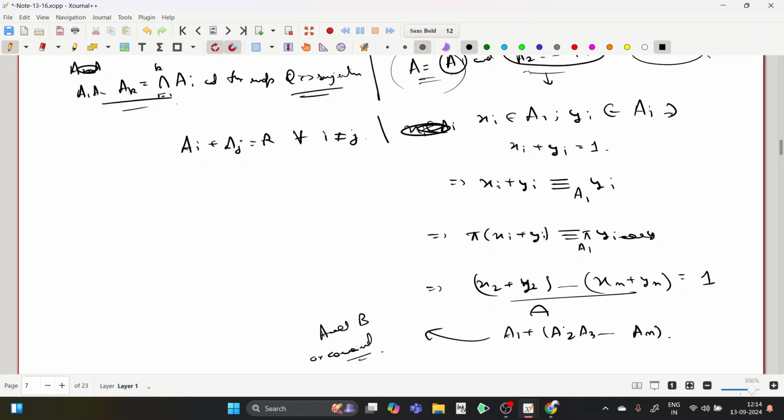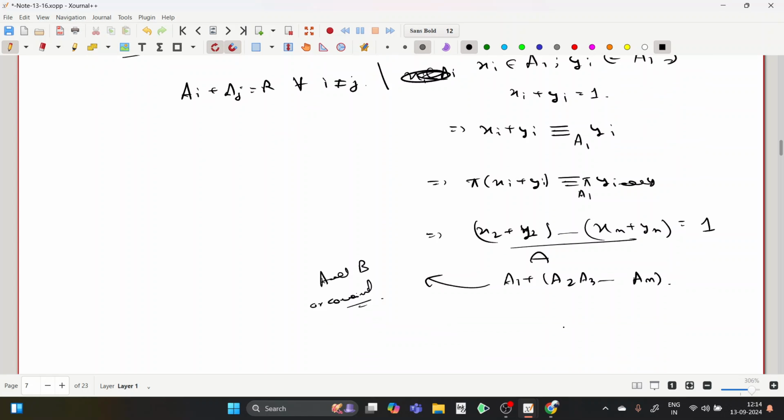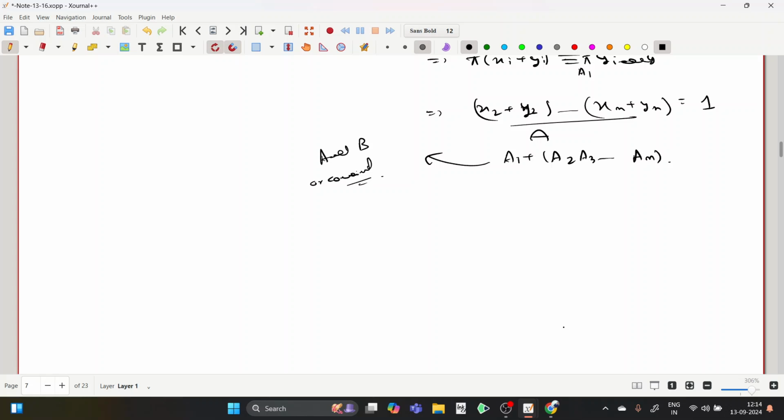Clear? Got it? Okay. So this part is clear, right? Therefore, we have the proof of the Chinese remainder theorem.